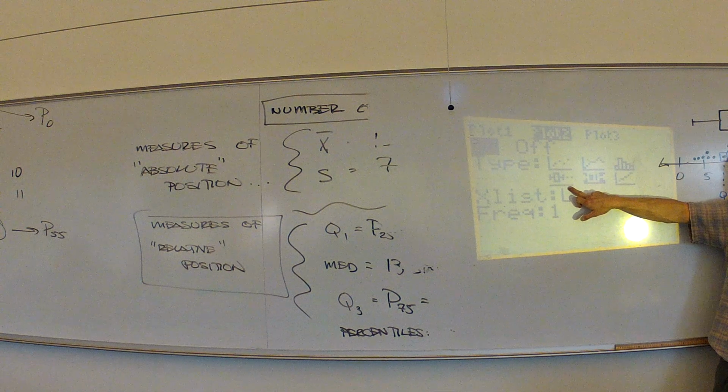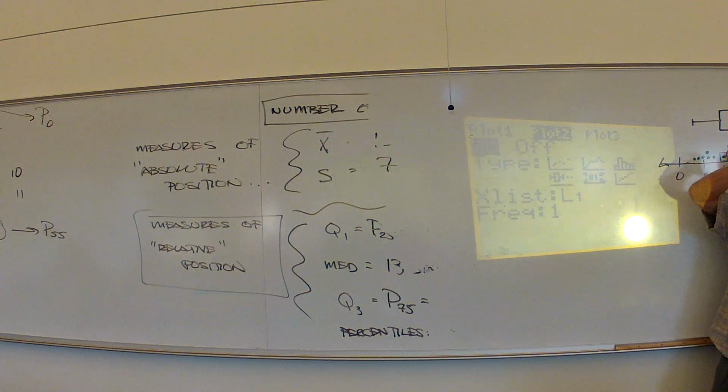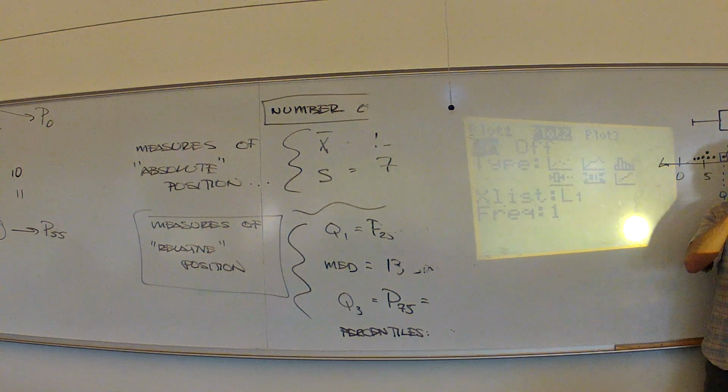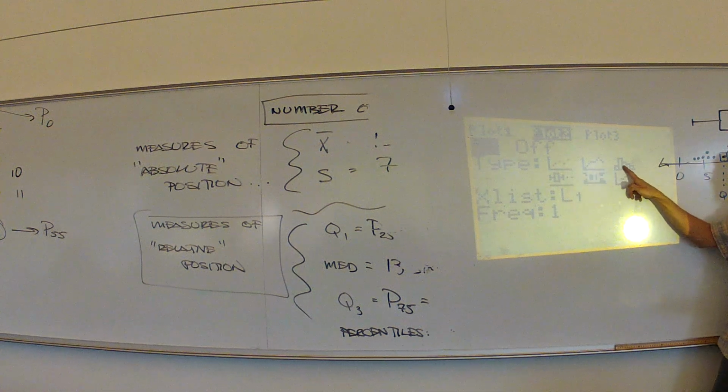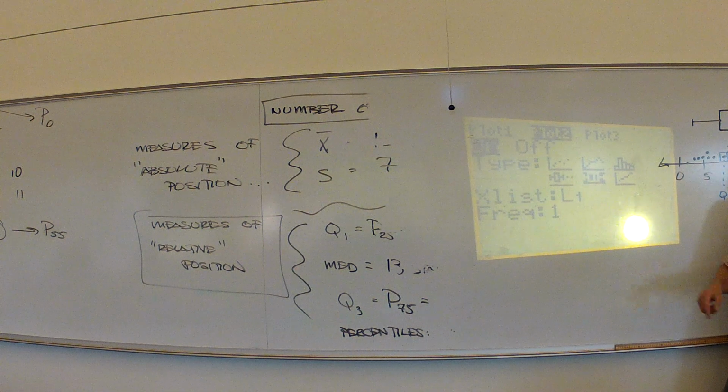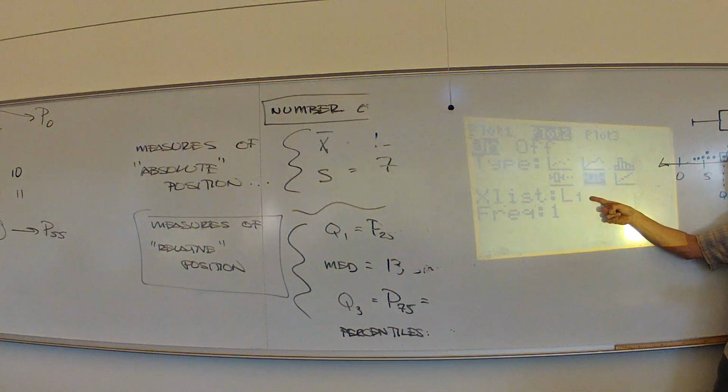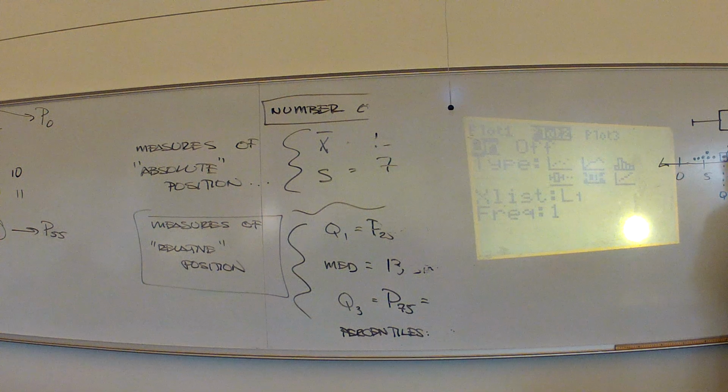I want to revisit that idea that Lucas was talking about, the length of the whisker and how it governs the outliers. We'll get back to that on Monday. When you get the histogram, scroll through until you get to this guy right here. That's your box plot. You have to scroll to it by arrowing to the right until you get on top and then press enter. And then just make sure X list is on L1 and your frequency list is still set on 1.